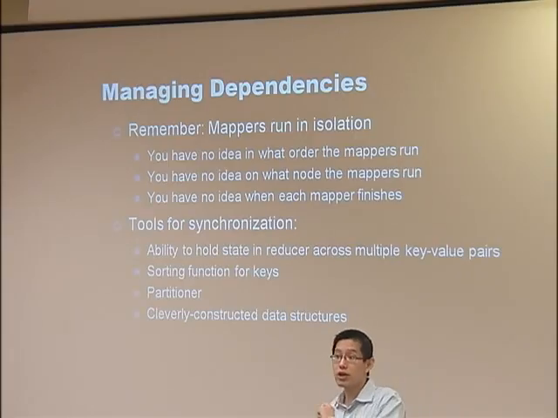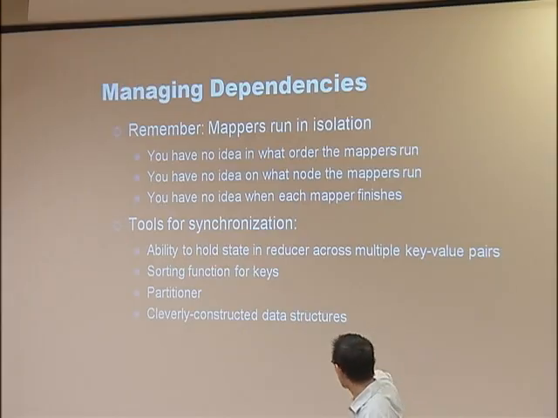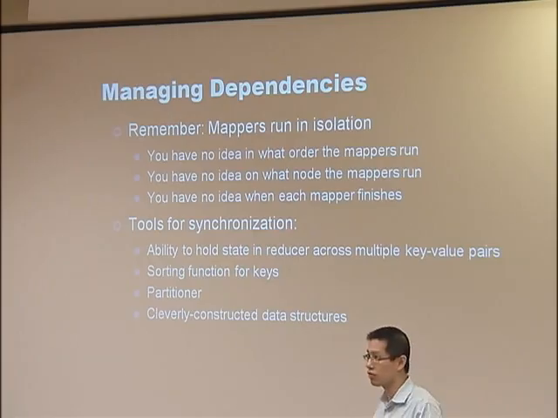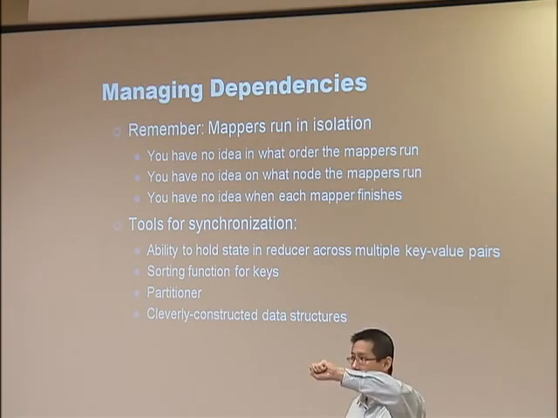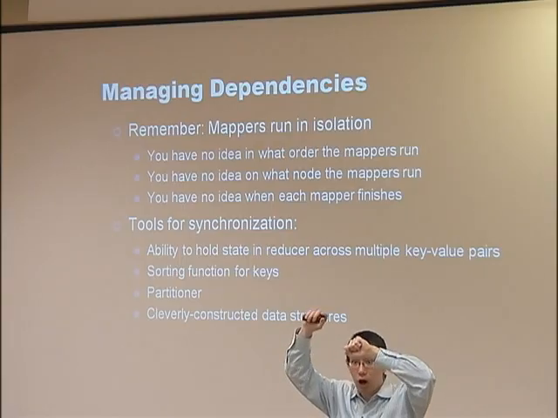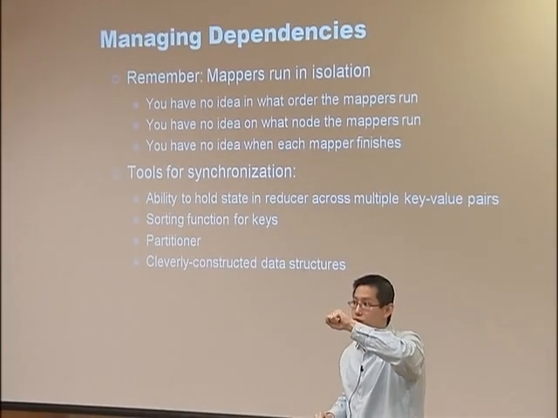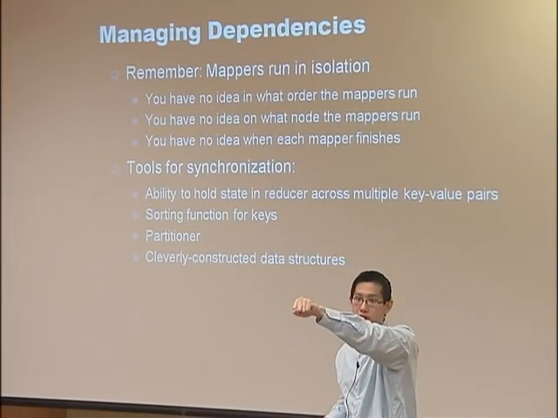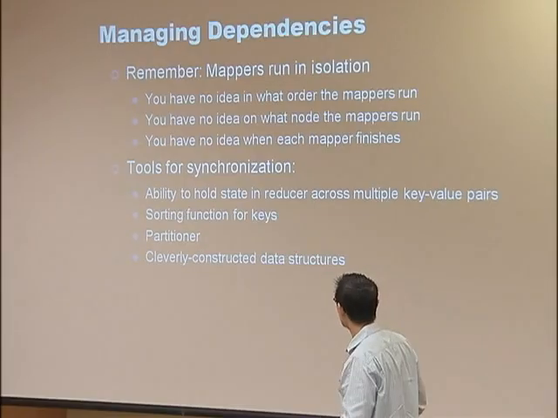Okay, so here's how you control. Despite the lack of control over these things, you do have a couple tools in your toolbox to be able to control the execution of MapReduce algorithms. This is what I'm going to talk about. So the first is the ability to hold state in the reducer across key value pairs. So what happens in the reducer is the reducer will see all the key value pairs that it's processing. And so you can essentially hold things in memory while you're processing one to process the next. That's actually a very useful trick that I'll come back to.